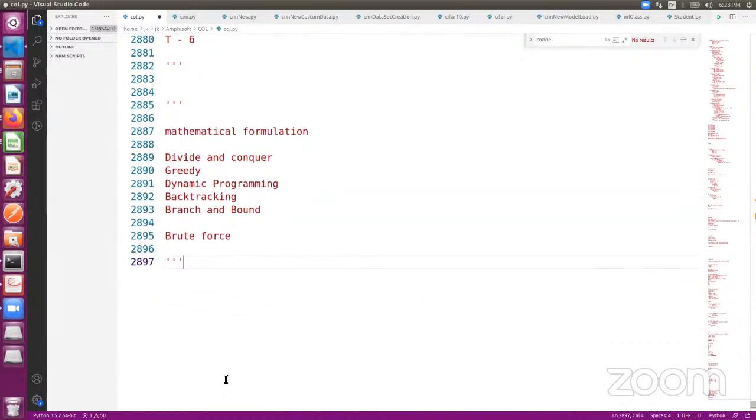So these strategies are supposed to be checked one by one linearly, like if divide and conquer doesn't happen, then greedy, then dynamic, like this? No, no, that is you have to think and see. You cannot do it with respect to programming. Okay, okay.